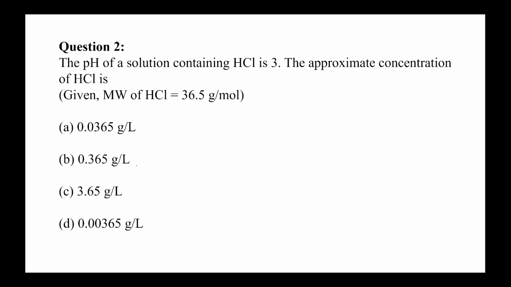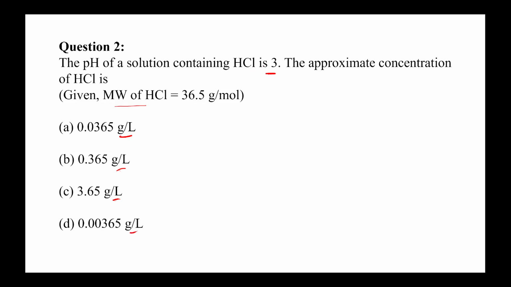Meanwhile, I'll move to the next question. Question number 2. The pH of a solution containing HCl is 3. Approximate concentration of HCl is. So now we have given you the pH. In the previous question, we had given you the H plus ion concentration and you were supposed to find the pH. Now the pH is given. You have to calculate the concentration of HCl. And the molecular weight of HCl is given. Why is the molecular weight given? Because in the options, the unit is in gram per liter.